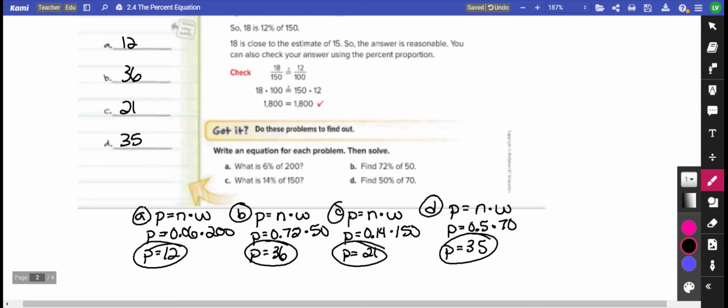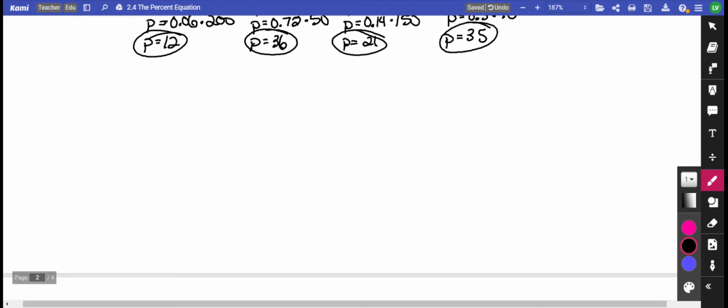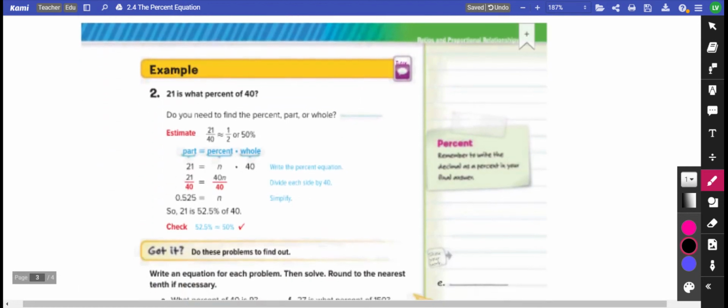Those problems we're solving for the part. Let's go on to the next set. 21 is what percent of 40? Do you need to find the percent, the part, or the whole? Well, it's asking what percent. So for these problems, we're going to be finding the percent.